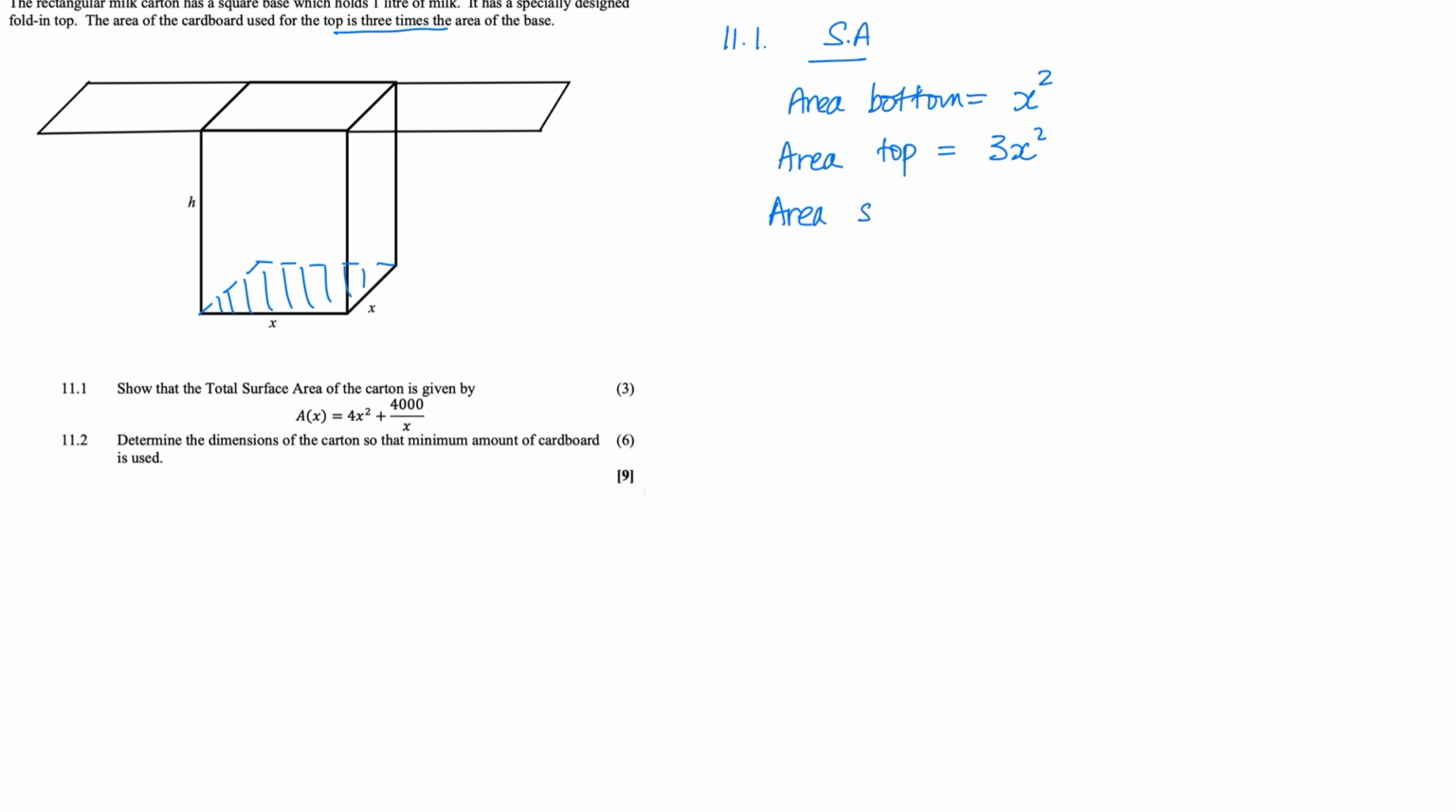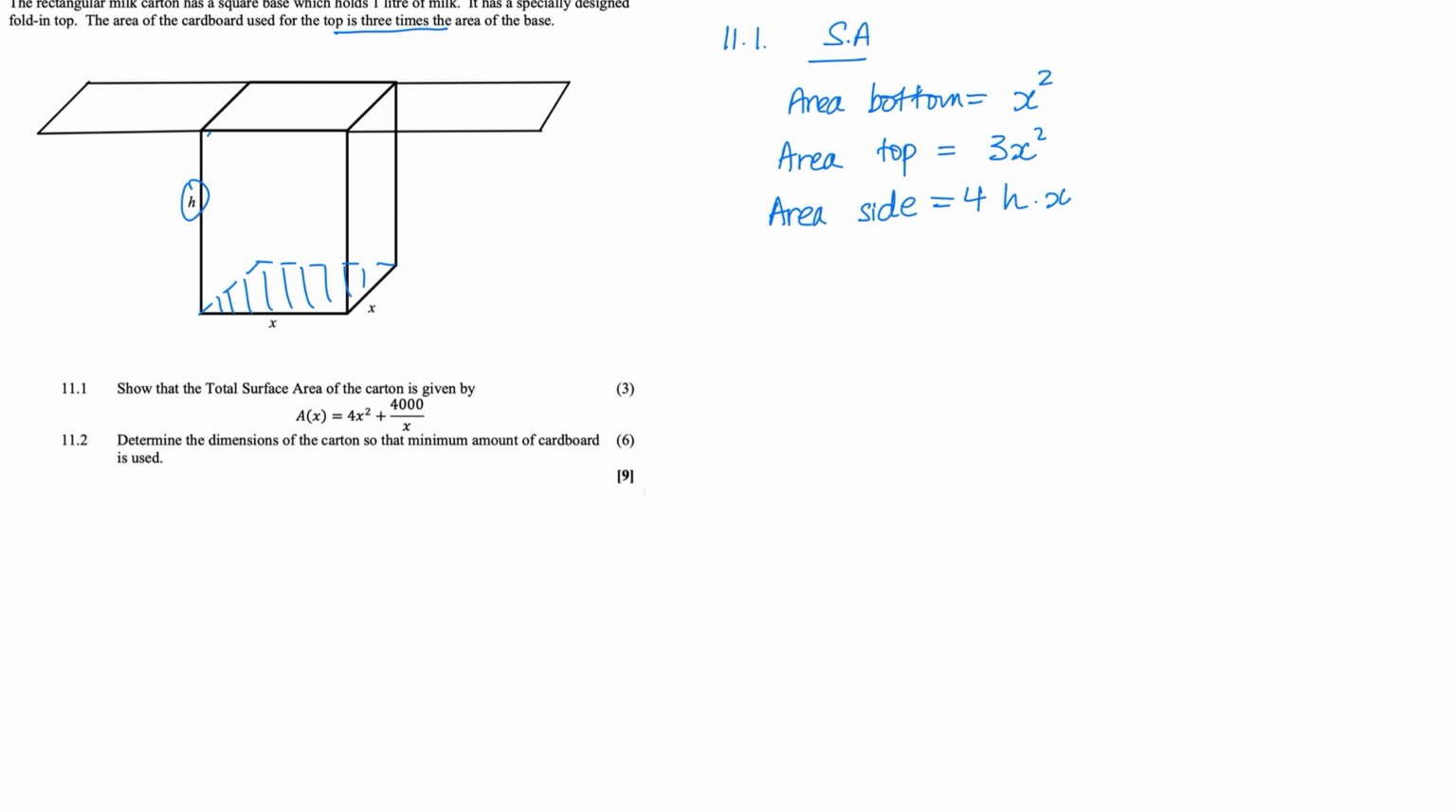So the area of the side pieces. The side has a height of h and a breadth of x. So that's going to be h times x. And I have 4 of these. So it's going to be 4hx. Now we need to take a look at the volume.